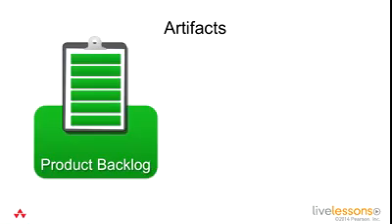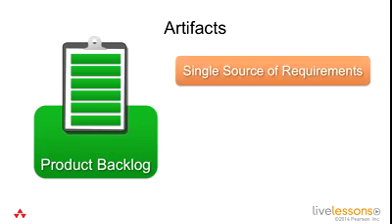The next artifact is the product backlog. The very key artifact because this is the single source of all our requirements. This is where we go. And there shouldn't be multiple versions of the backlog. There shouldn't be multiple backlogs out there. There's one backlog with a single list of requirements that we're going to work from.